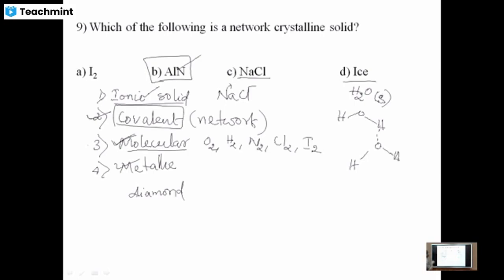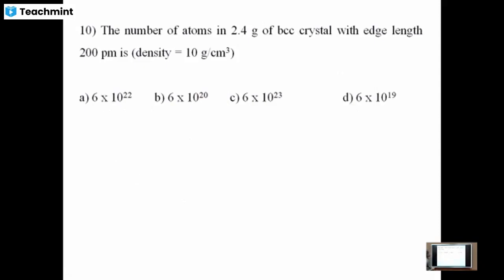Okay. Among the 4 options, the right answer is B, aluminium nitride. Next question. The number of atoms in 2.4 gram of BCC crystal with edge length 200 picometer each.